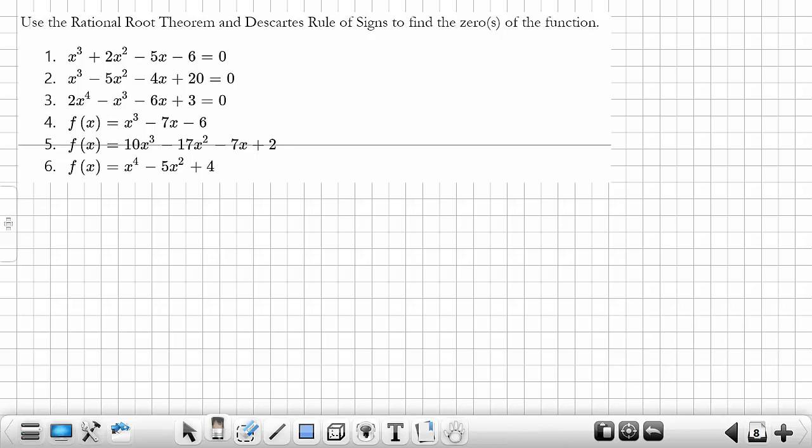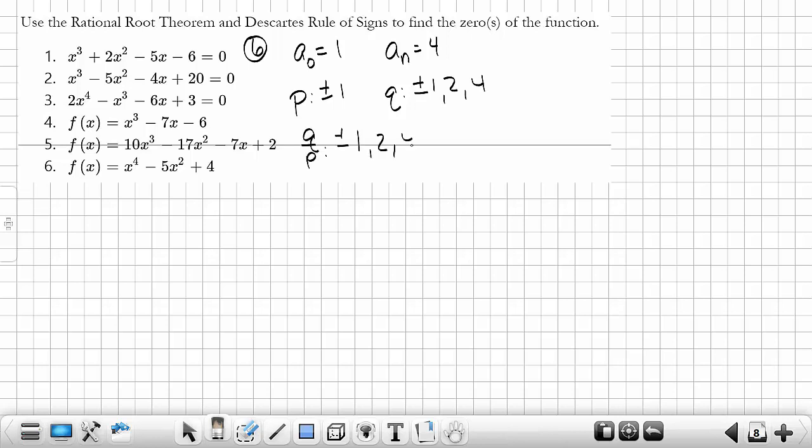Rational root theorem. So on number 6, not our P, our A sub n, A sub naught is 1. Our A sub n is 4. So our P is plus or minus 1. Our Q plus or minus 1, 2, and 4. So our Q over P is plus or minus 1, 2, or 4, because it's always nice when our P is just 1.